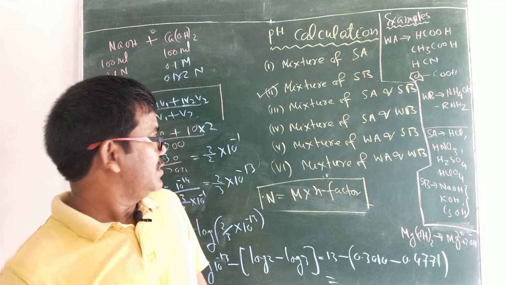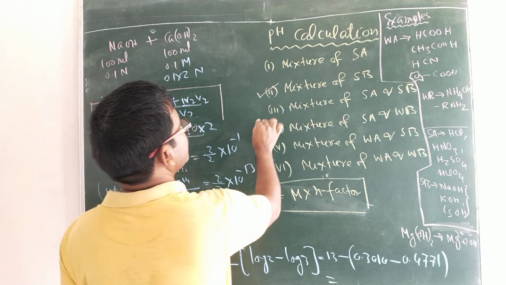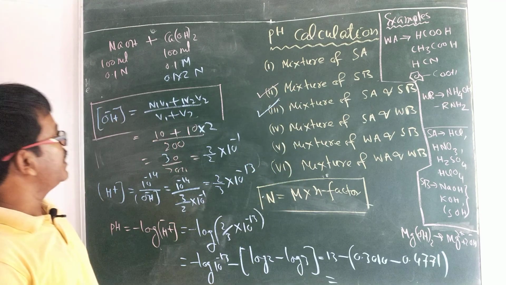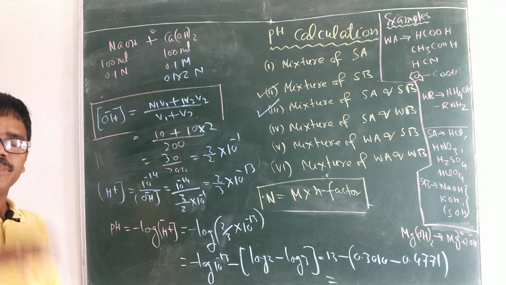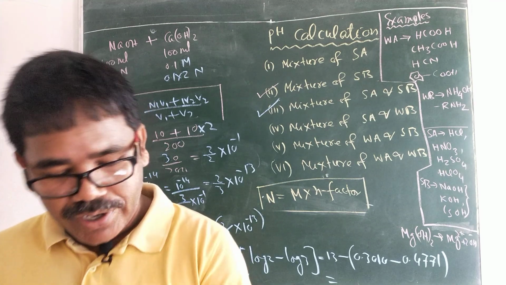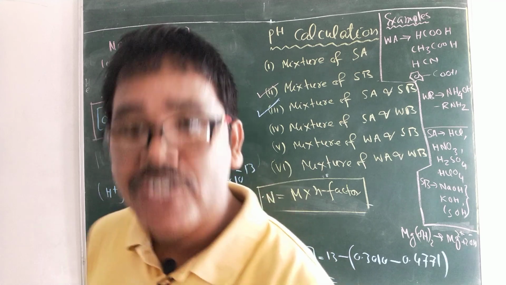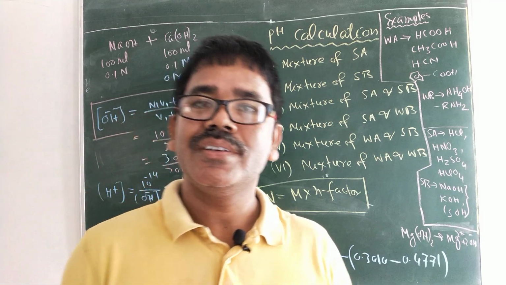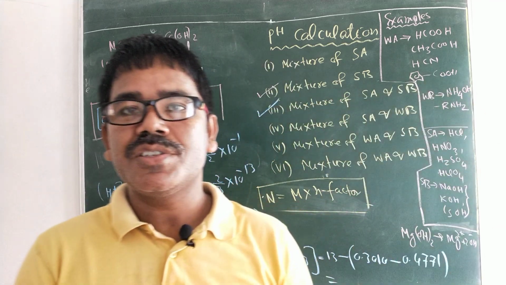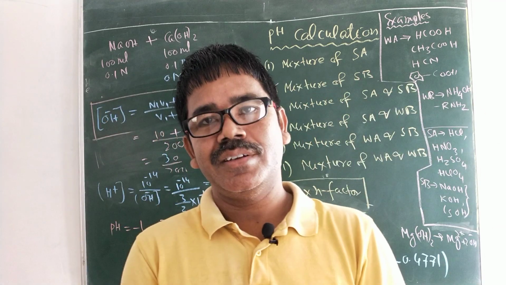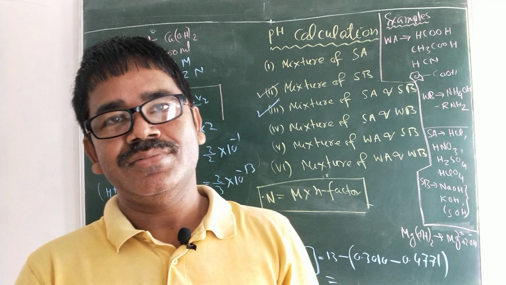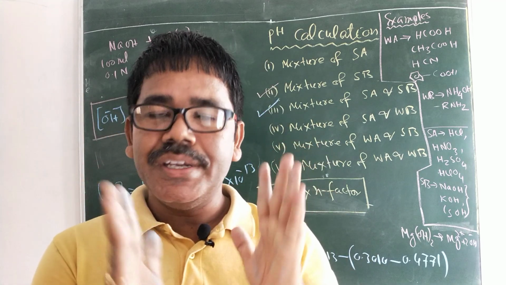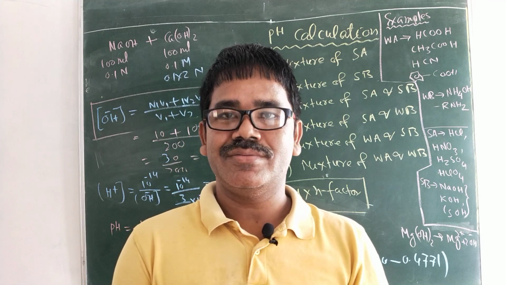Let us see the next case: mixture of strong acid and strong base. Very simple. When an acid is mixed with a base, what do they do? Obviously, they will form the salt. Acid and base will not sit idle. They will react with each other and form the salt. When strong acid and strong base are mixed, they will react with each other and form the salt.